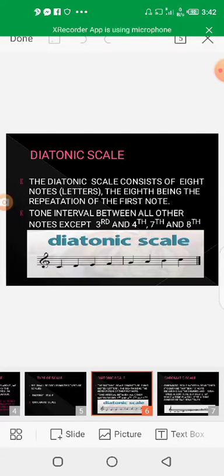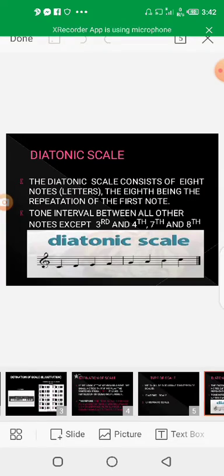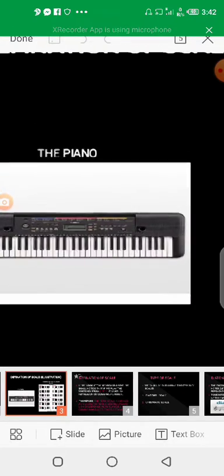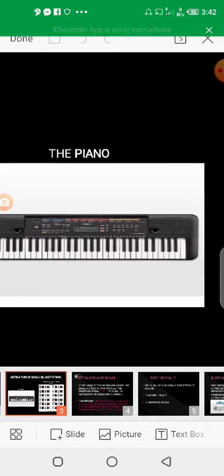Now, if you notice as you move do, re, mi, fa, between mi, fa is a semitone. Sol, la, ti, do, between ti, do is a semitone. Hope you saw it on the keyboard. You're going to find that between mi, fa, and ti, do, there is no black note on top.